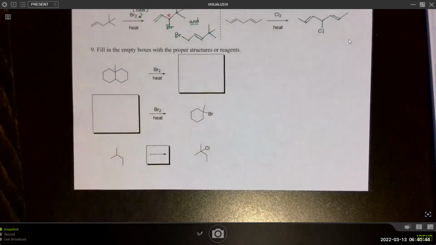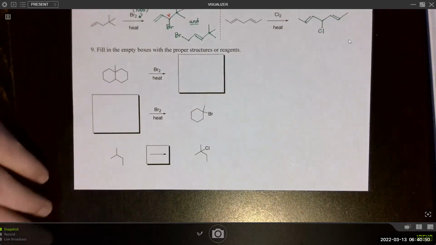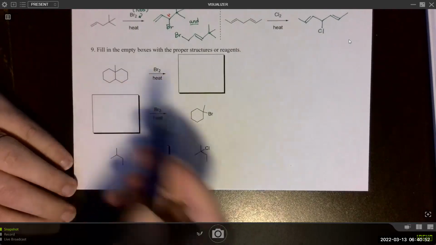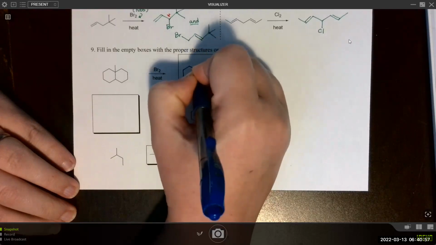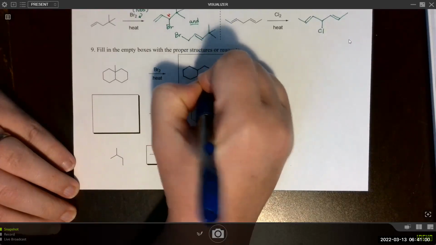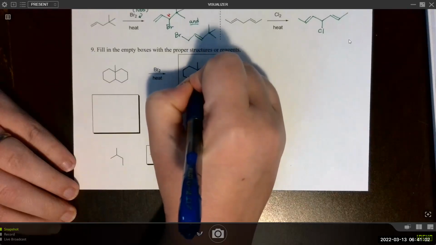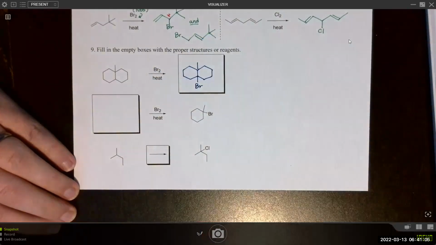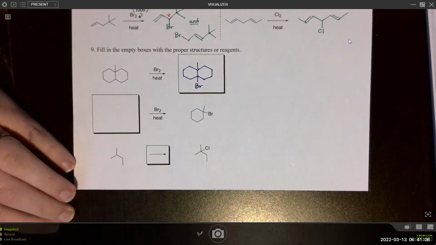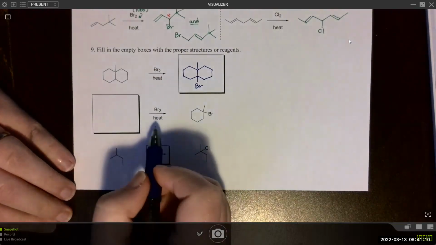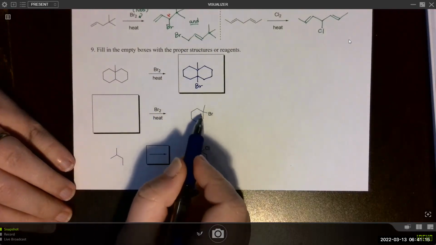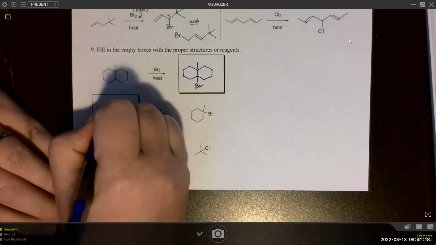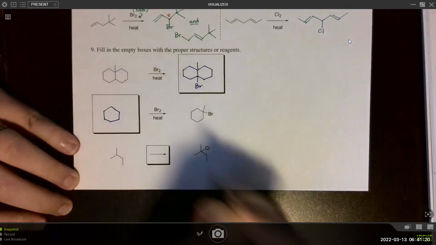Fill in the empty boxes with the proper structures or reagents. So we have the bromine will go in the most substituted position. Ask yourself, is that a chiral center? Bromine, it's going to go in the most substituted position. So we just need to draw the starting material without that present.